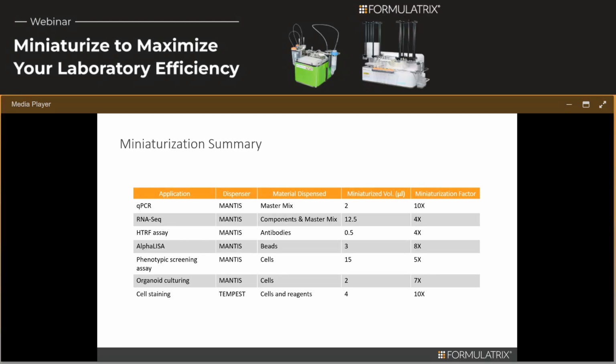Similarly, their ability to dispense low volumes precisely can be utilized to develop miniaturized protocols without compromising the data quality. Moreover, Mantis and Tempest can reduce the experimental cost by saving expensive reagents, as can be seen here, where 4 to 10-fold volumes of reagents were saved in various experiments.